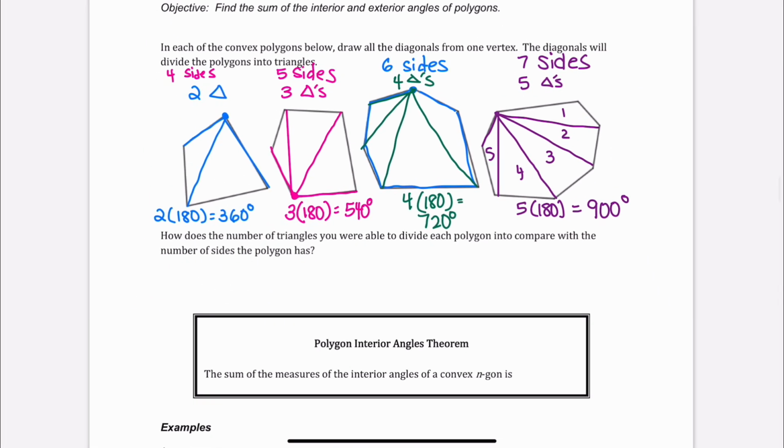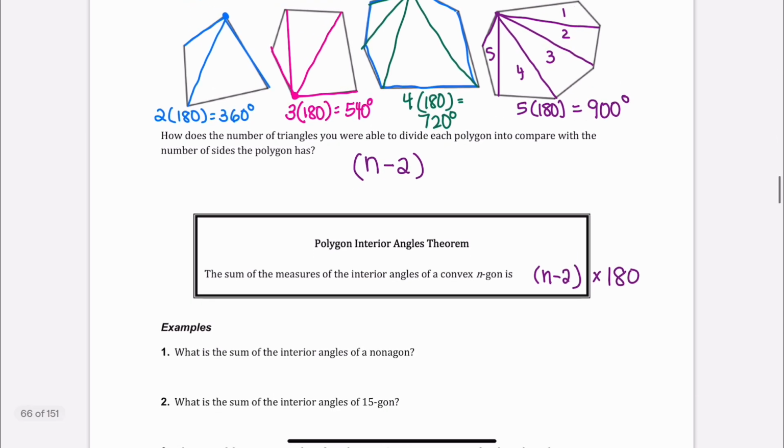So how does the number of triangles you were able to divide each polygon into compare with the number of sides the polygon has? We're going to take the number of sides and minus 2. And then to get how many degrees are in there, we're going to take that n minus 2 and multiply that by 180. So we could just say 180 times n minus 2.